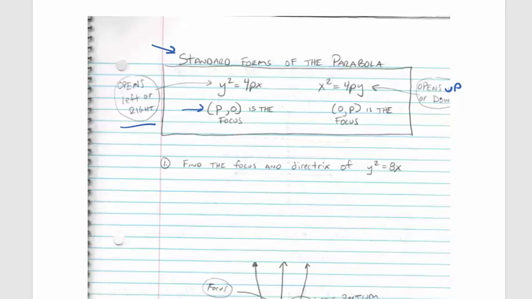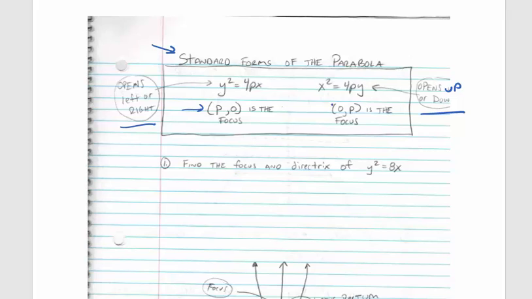Now we're also going to have parabolas that open up and down. And so when we're in that form, where x squared equals 4py, if this 4py value is positive, we're going to be opening up. If it's negative, we'll be opening down. And just like with our left and right values, it's going to be really critical here to find the value of P. All right, let's take a look here at question 1.